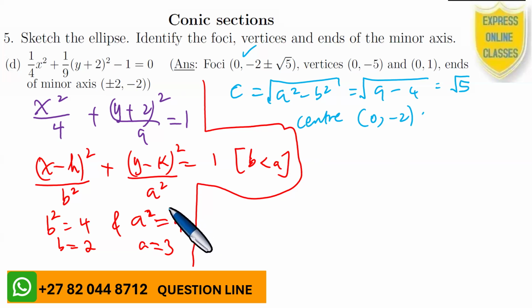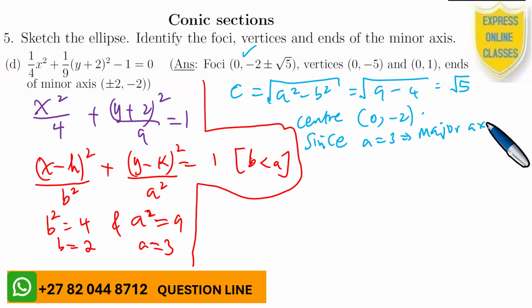Because we must know where the major axis is for us to be able to find the foci. We can't just find the foci if we don't know where the major axis is. How do we know where the major axis is? We look at the A, the biggest one. So now we look at the fact that since A is 3, this implies that the biggest axis, we call the major axis, is parallel to the what?